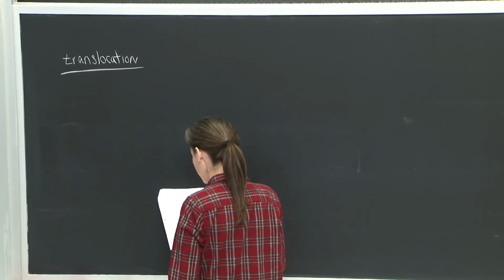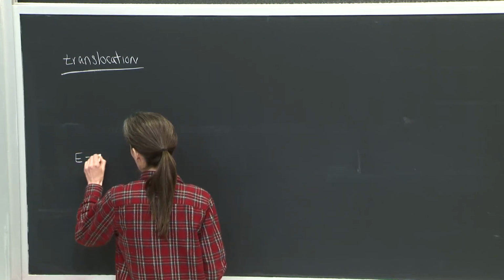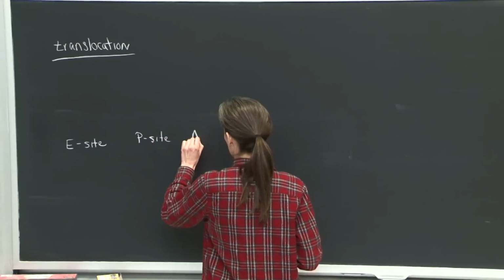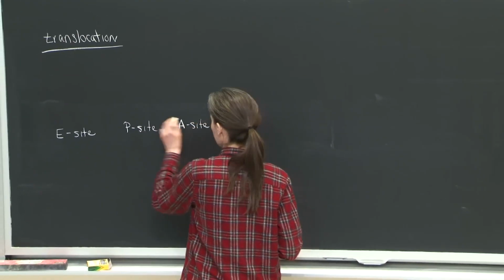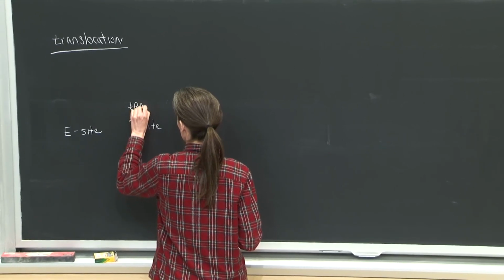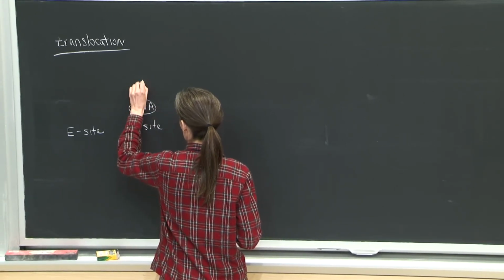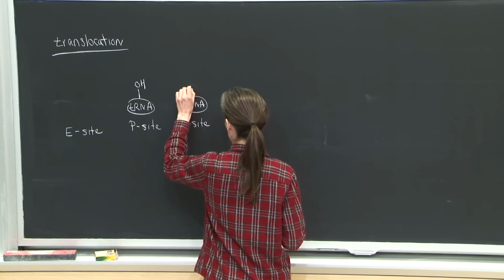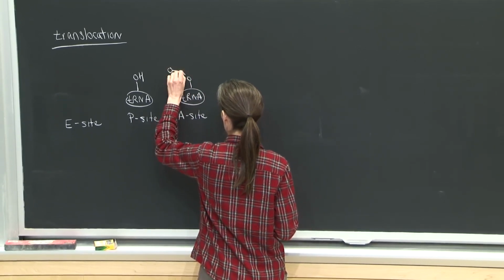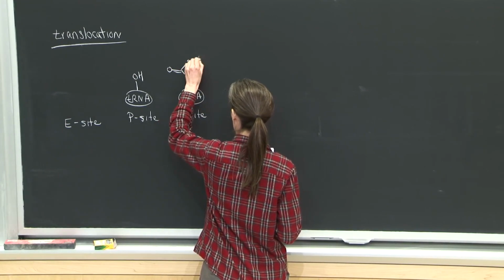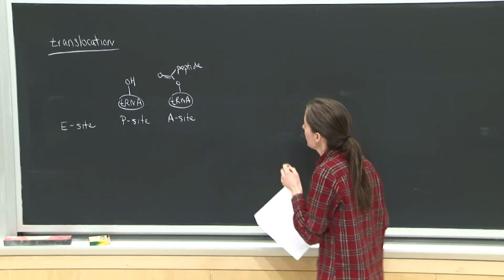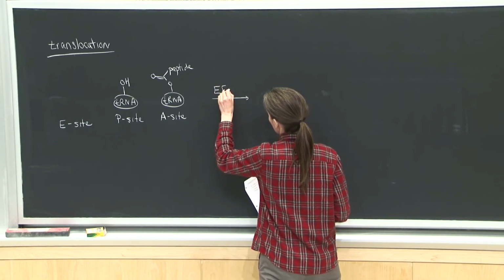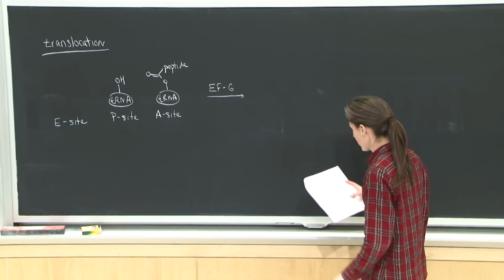Here. And effectively, we can just consider the three sites. We have the E site, the P site, and the A site. Okay. And in this process, another elongation factor, this time elongation factor G, is involved.